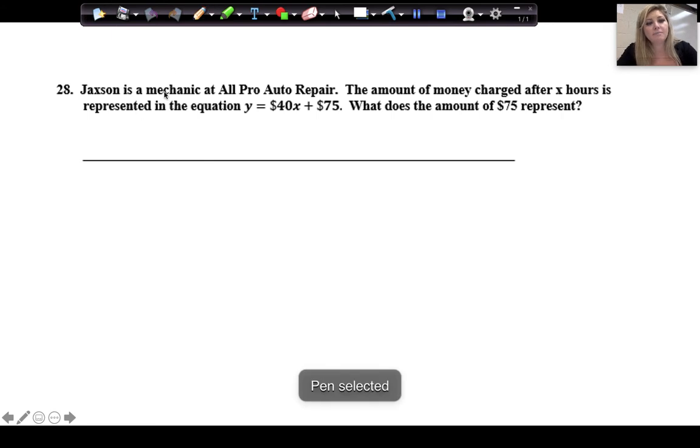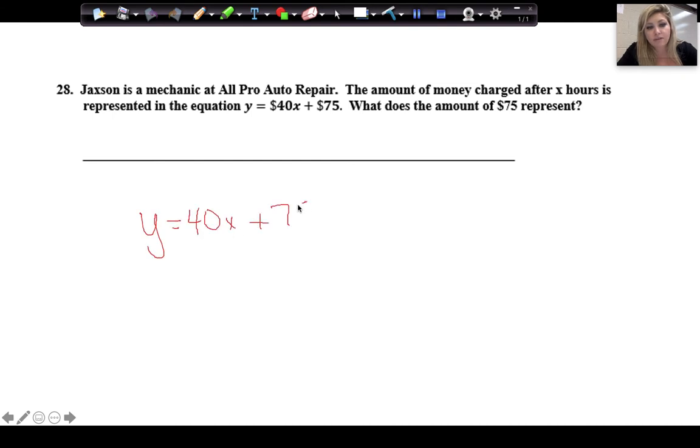All right, Jackson is a mechanic at All Pro Auto Repair. The amount of money charged, y, for x hours, is represented in the equation y equals 40x plus 75. What does the amount of 75 represent? So $40 is how much per hour gets charged. So what does 75 represent?